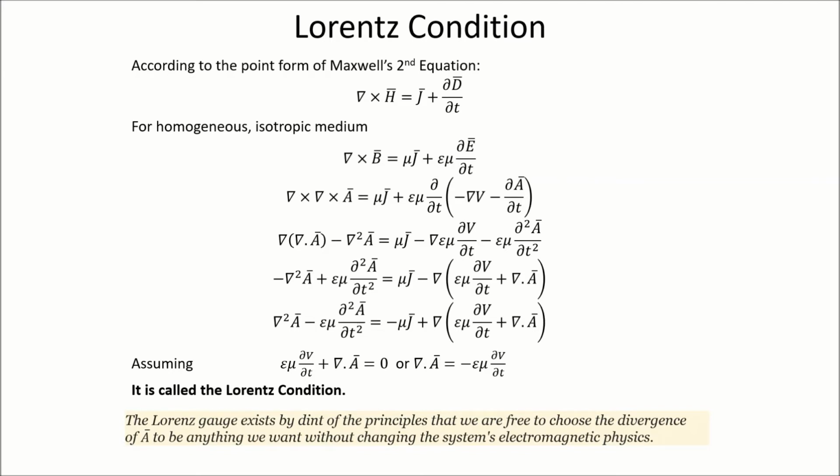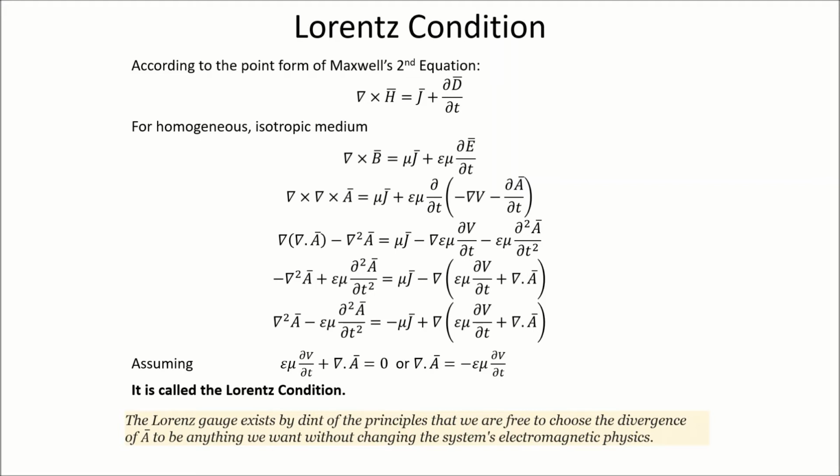Let us consider Maxwell's equation saying the curl of the magnetic field includes a current density J and a partial D over partial t. Replacing H by B over mu and then multiplying both sides with mu, we obtain curl of B is equal to mu J plus epsilon mu partial time rate of E for a homogeneous isotropic linear medium.